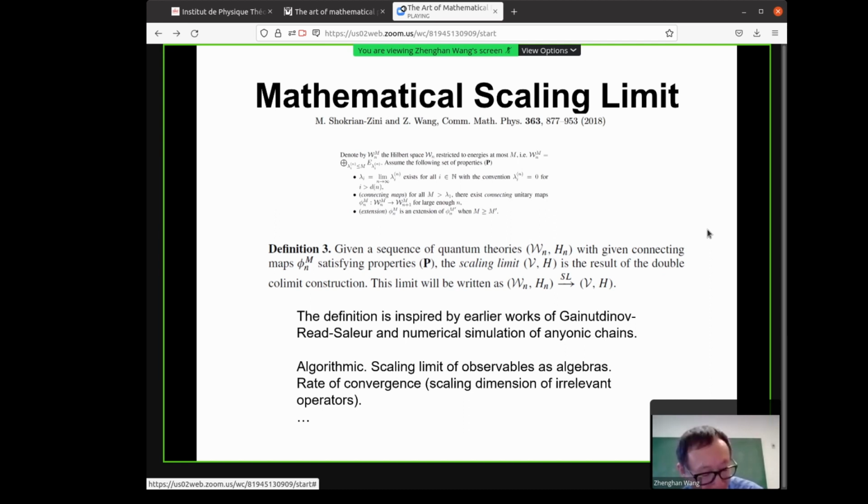And also, I'm more inspired by the numerical simulation we did on anyonic chains. So the idea is basically to take the slogan that quantum field theories are low energy effective theories seriously. When you have a quantum system on the spin chain, you want to diagonalize the Hamiltonian and then separate all the states into different energies, and then you want to converge energy by energy. So formally what you do is you take a cutoff of the energy, you take a limit fixing this energy, and then you let energy go to infinity. So it's a double co-limit construction.